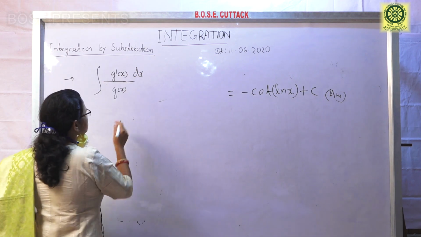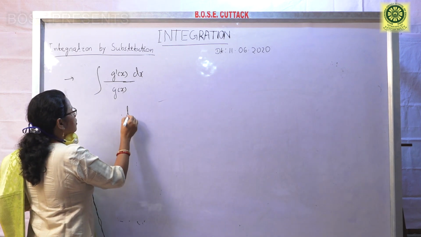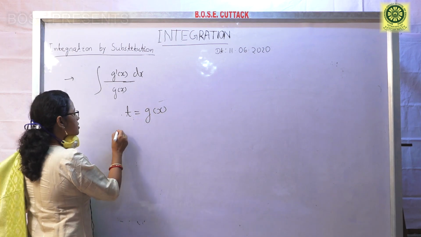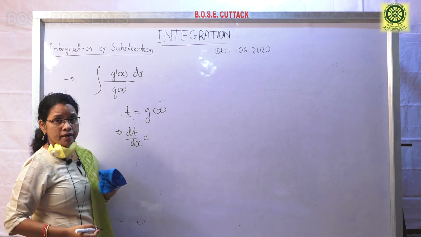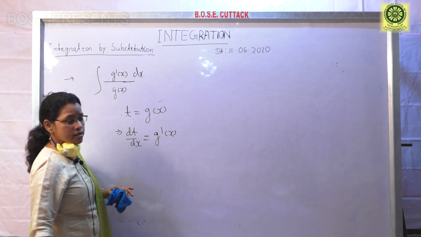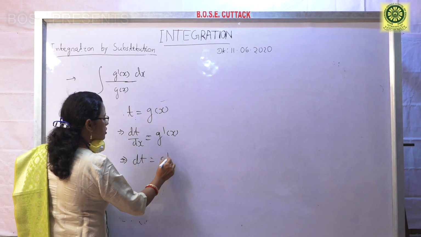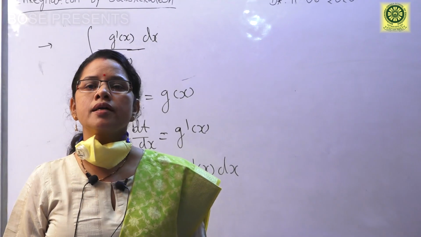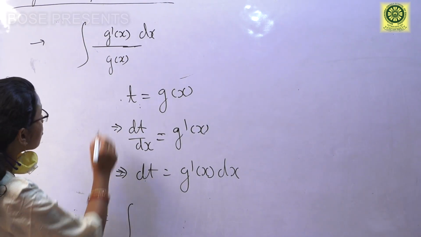By taking the substitution t = g(x), then just differentiate both sides with respect to x. Your left side will be dt by dx and your right side will be g prime of x, or g dash of x. That implies dt is equal to g dash of x dx. Then by using this substitution, your problem becomes so simple here.